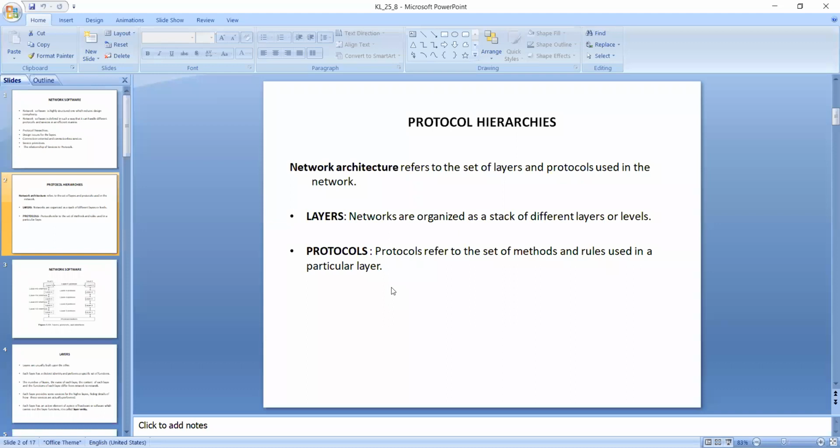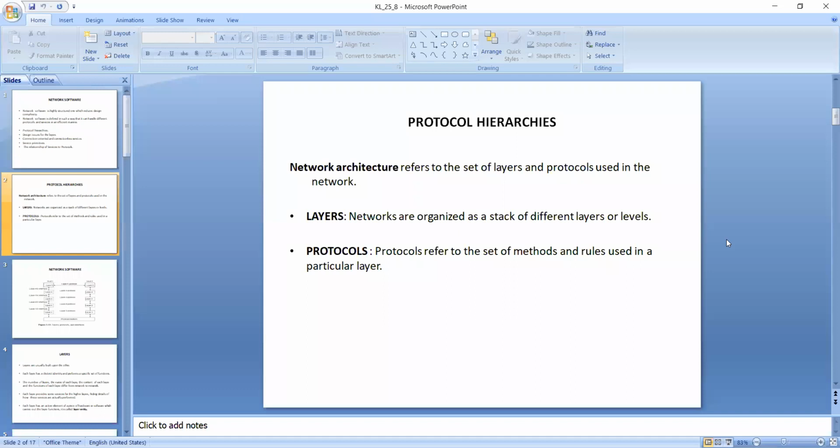Layers are nothing but networks that are organized as a stack of different layers or levels. So simply we can say that layers are nothing but networks. Here the networks are organized in such a manner that they are placed one upon another. If there are two layers, the one below is layer one and above that there is layer two. So here the layers are nothing but networks.